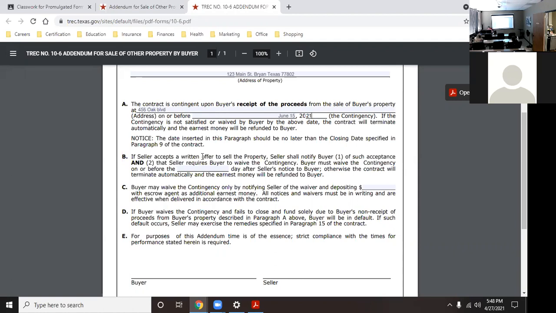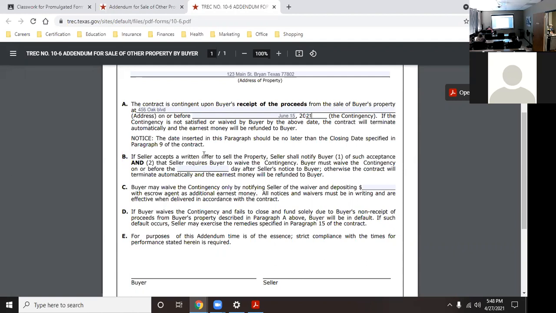Now, what this is going to do is, again, this covers you in the fact that basically until June 15th, if the contingency is not satisfied or waived by the buyer by the above date, the contract will just terminate and the earnest money gets refunded to the buyer.